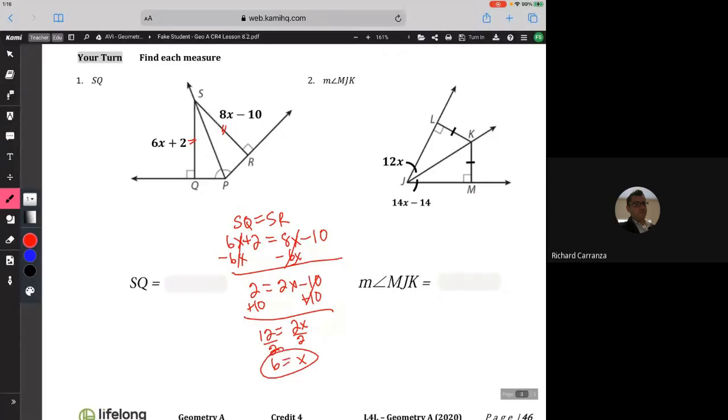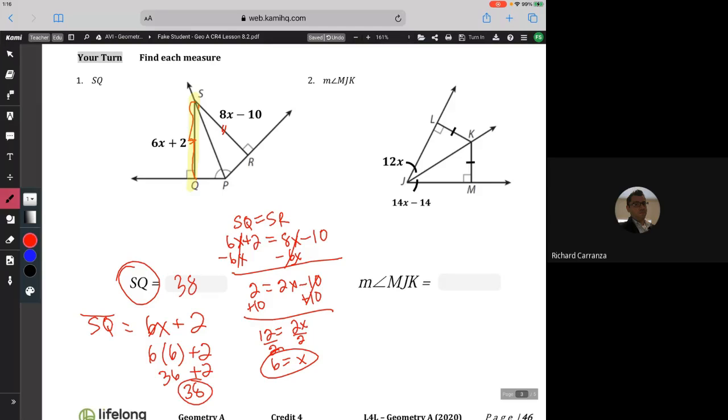Are we done? Well, the question is find SQ. SQ is here. Let me highlight that. SQ is here. So I found x. So I'm going to go ahead and find what SQ is by substituting. So SQ is equal to 6x plus 2, and then I have to substitute 6 in there. So that would be 36 plus 2, and that would give me SQ being 38.